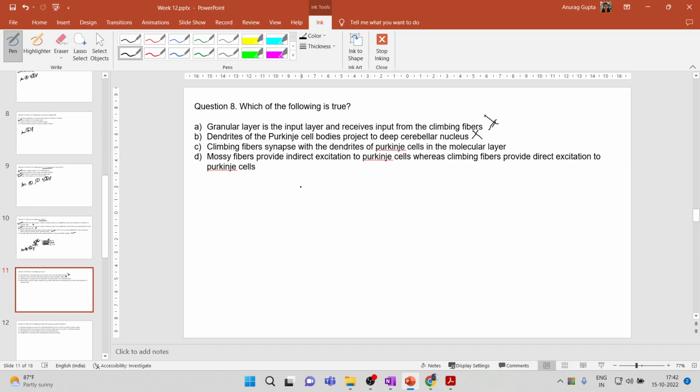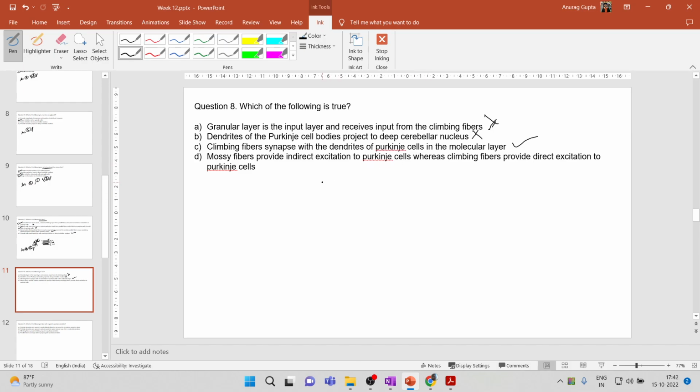Climbing fibers synapse with the dendrites of the Purkinje cells in the molecular layer. This is correct. That is why it's called the climbing fibers, because they climb through the granular layer and the Purkinje layer and directly synapse with the dendrites of the Purkinje cell in the molecular layer. So in that sense, the molecular layer is called the processing layer. The granular layer is called the input layer, and the Purkinje cell is called the output layer because the axons of the Purkinje cell actually project to the deep cerebellar nuclei, which are output structures in the cerebellum.